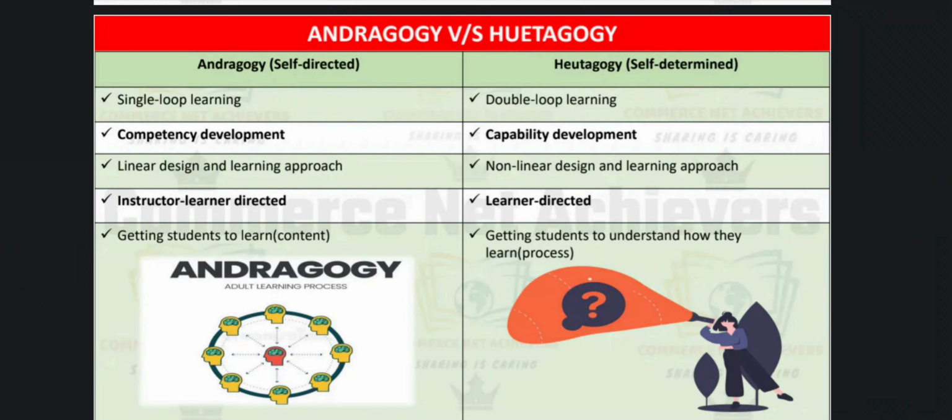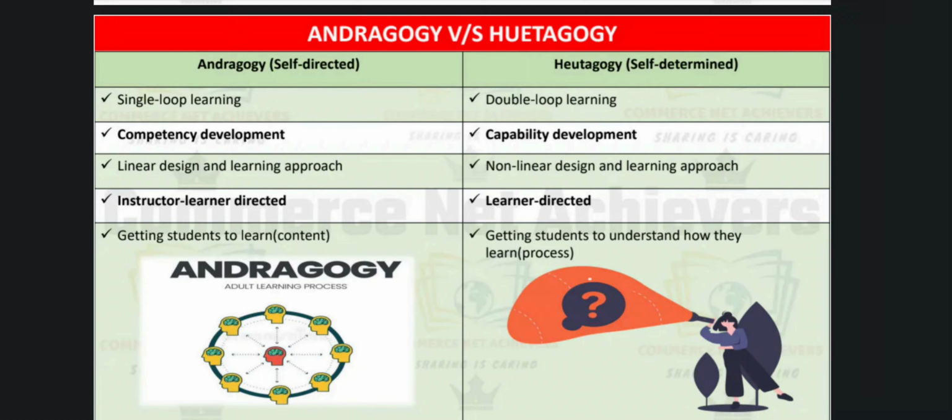These are some of the differences between andragogy versus heutagogy. Andragogy, as we said, is a self-directed method, and heutagogy is a self-determined method. In andragogy, it is single loop learning. In heutagogy, it is double loop learning. Andragogy is competency development. Heutagogy is capability development.